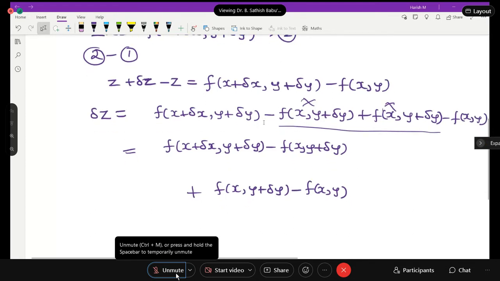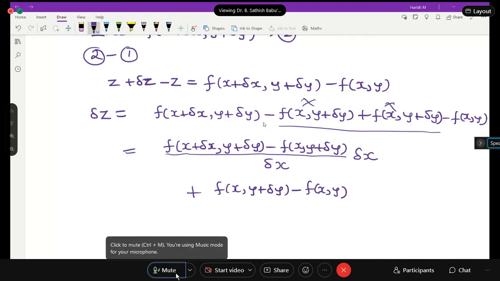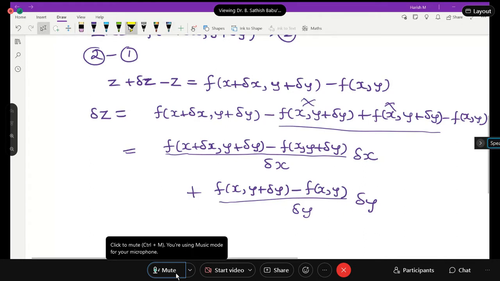Okay. Next, what I will do here is, I will just divide this by delta x and I will multiply by delta x. Is it still going to be the same equation as the previous one? Because you can cancel delta x, right? Yes, sir. Same. Okay. Here, in this expression, I will divide by delta y and multiply by delta y. Does it indicate something? I will just highlight this term.